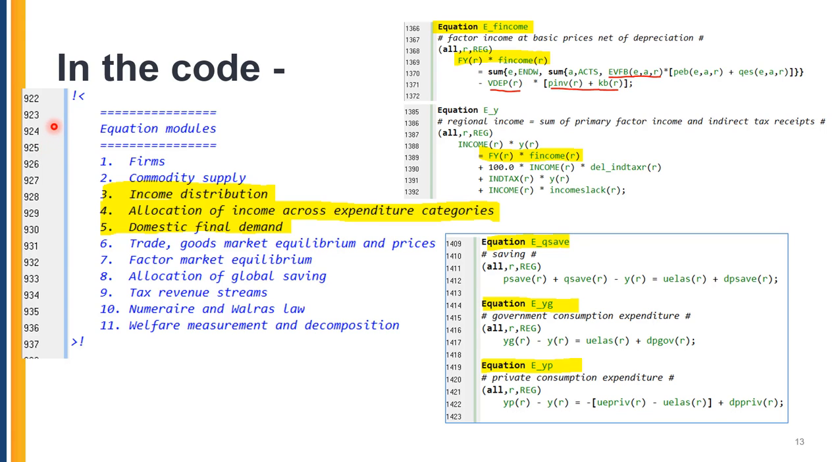So at 923, 924, 925 is where the equation module's table of contents, so to speak, begins, and you see sections 3, 4, and 5 are all relevant to us. The third section is on income distribution, and then fourth we have the allocation of income across expenditure categories. That is the top level regional household demand effect, or regional household consumer allocation. So all the income is collected and then is allocated to three expenditure categories: savings, government, and private. And then you get to the fifth section, which is where the domestic final demand equations are, where you would find the government demands or the private household, private agent demands for goods.